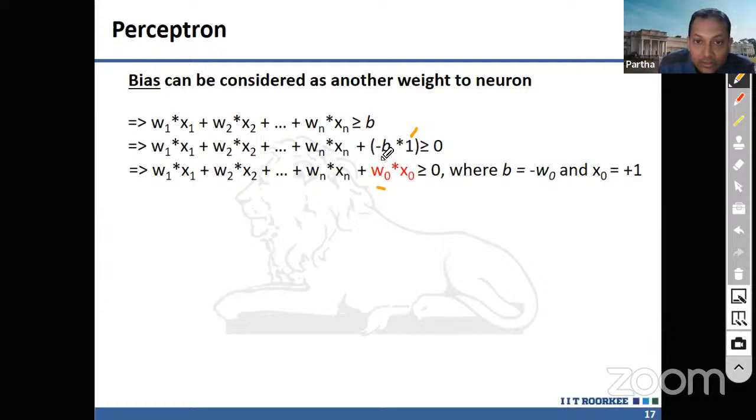And then this x0. So if you have 3 inputs, then in these 3 input examples, you will always have the first one as x0, and it is 1. So that we consider here.